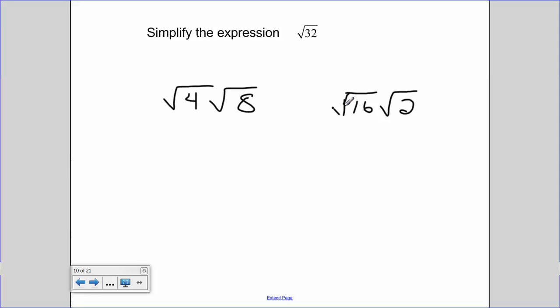You can still get there if you do radical 4 and radical 8. It's going to take a little more time. Let's try radical 16 and radical 2. What is the square root of 16? 4. Radical 2. Can 2 be simplified? Does it have any perfect square factors? It doesn't. Our simplified answer is 4 radical 2.